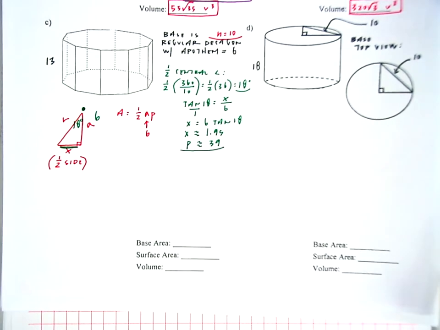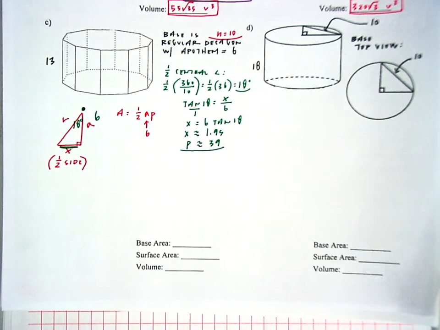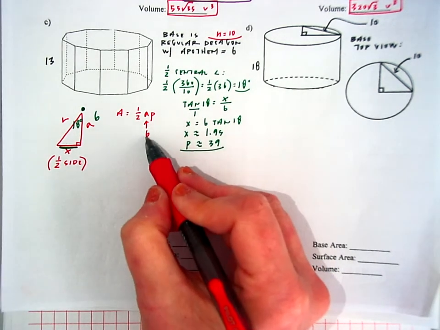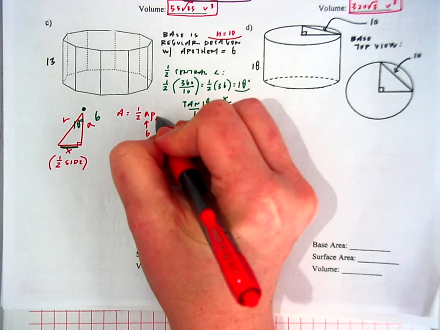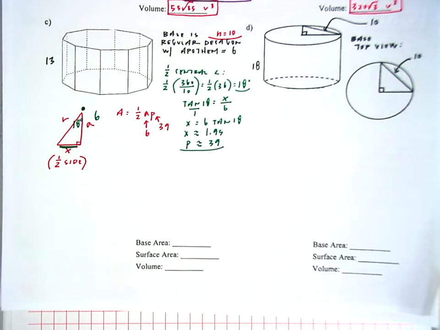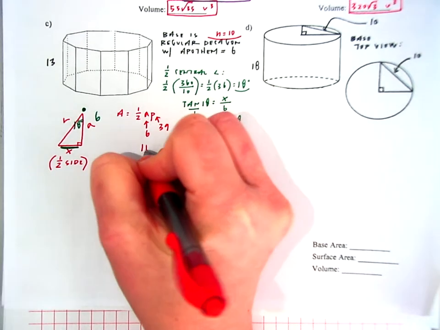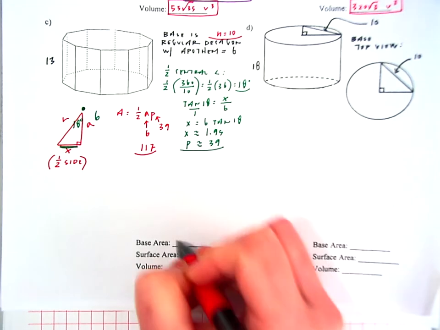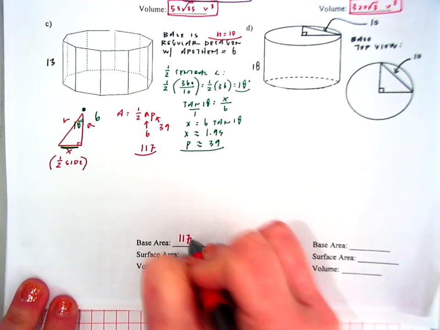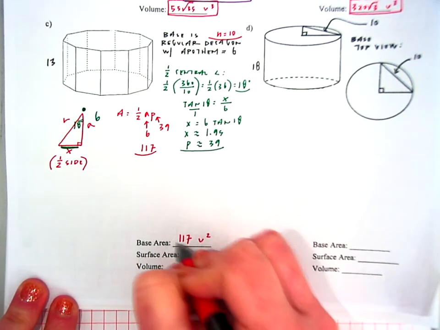Okay, so now that I'm here, I know that my area is going to be 1/2 times 6 times 39. So if I multiply that across, I get 117. So my base area is about 117 units squared.